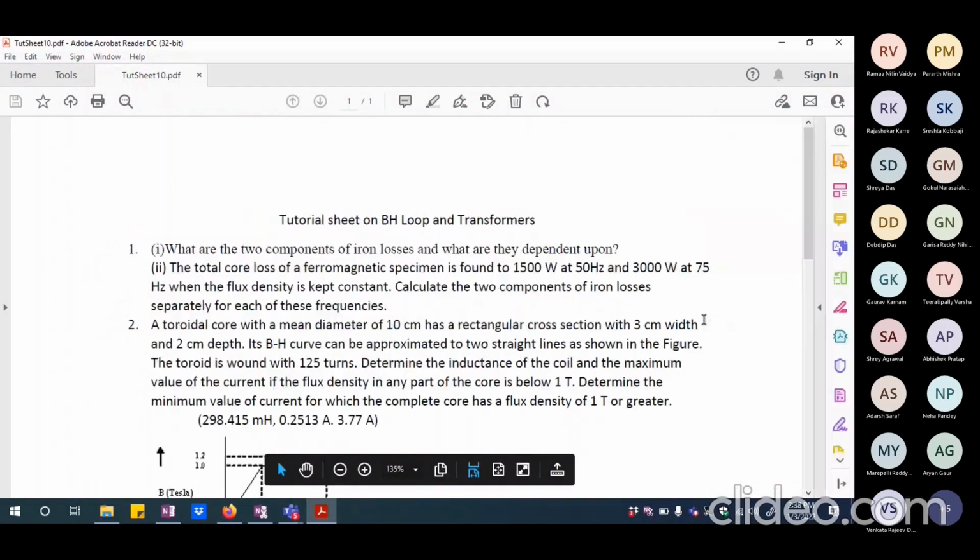The first problem you can see, I suppose: what are the two components of iron losses and what are they dependent upon? So we know hysteresis loss and eddy current loss. We had discussed this in the class.